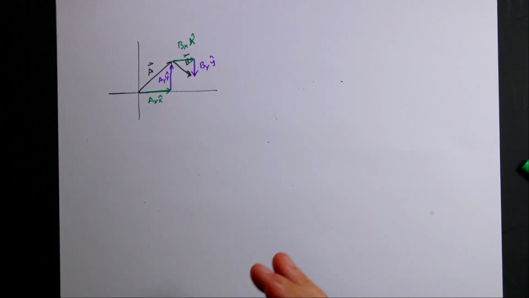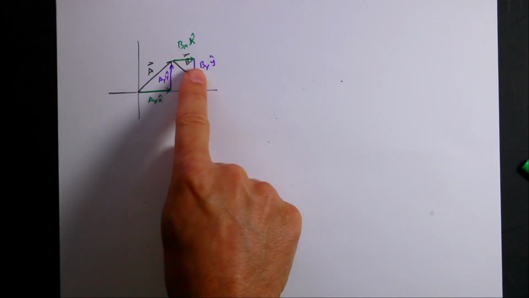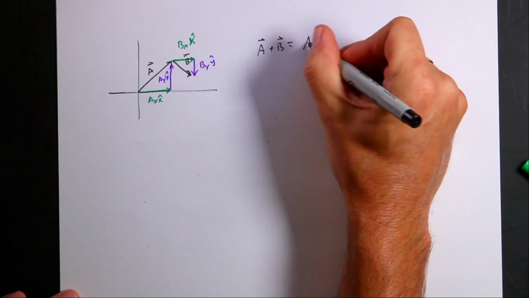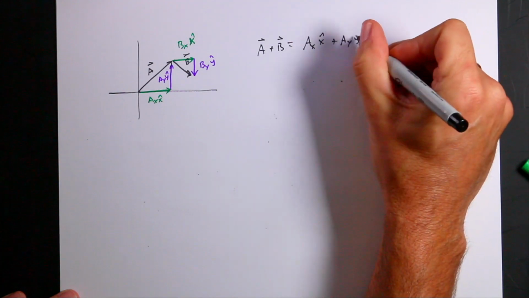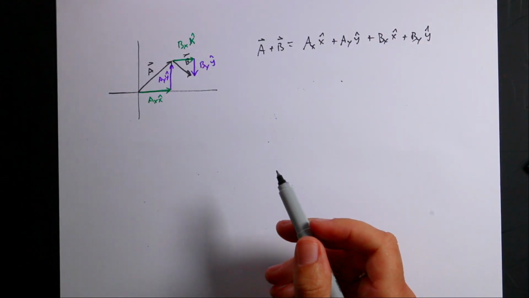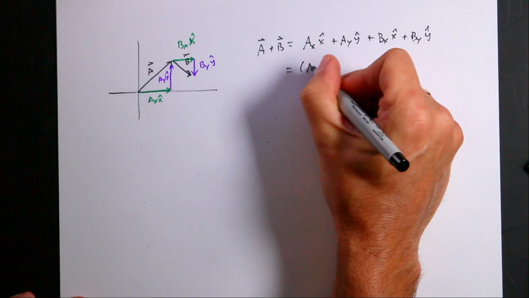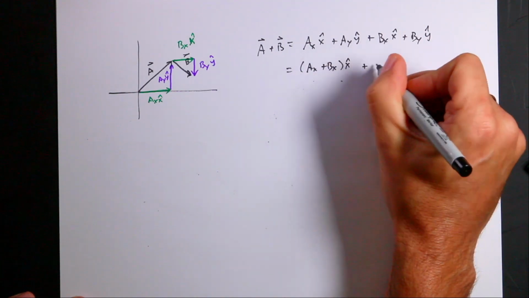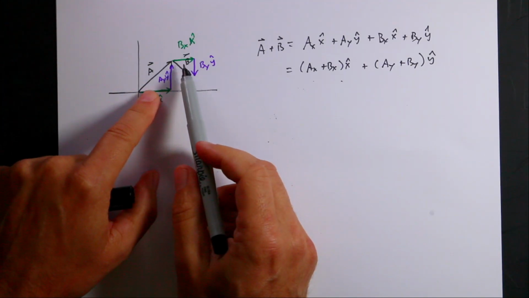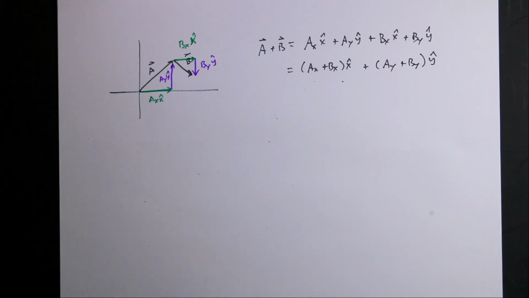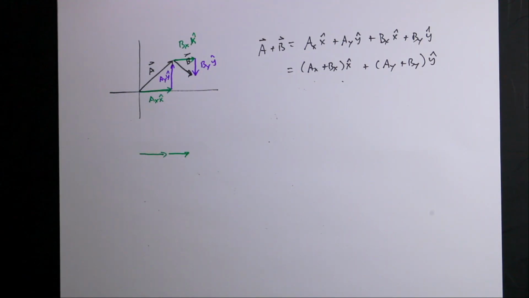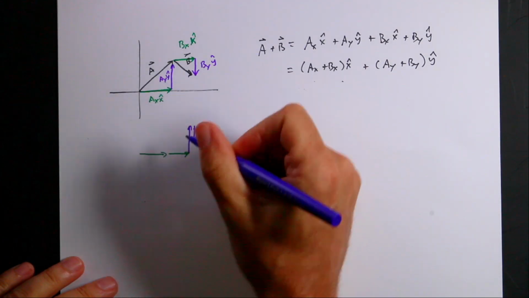So since I can represent a as the sum of these 2 vectors and b as the sum of those 2 vectors, I could say this: a plus b equals ax x hat plus ay y hat plus bx x hat plus by y hat. And since the order of operation doesn't matter, I can group the x's together. So this is going to be (ax plus bx) x hat plus (ay plus by) y hat. Since these 2 are in the same direction, adding them together is the same as adding their scalar values. So if I draw that out, it would look like this: ax x hat, bx x hat, and then ay y hat, by y hat, and this would be my resultant.